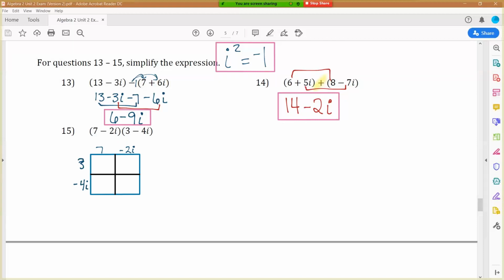And then I'm going to multiply corresponding boxes. So 3 times 7 is 21. 3 times -2i is -6i. -4i times 7 is -28i. Be careful with this bottom right box. So -2i times -4i is 8i squared. But remember, this i squared gets replaced with -1. So -1 times 8 is actually -8. So the value for that box should be -8.